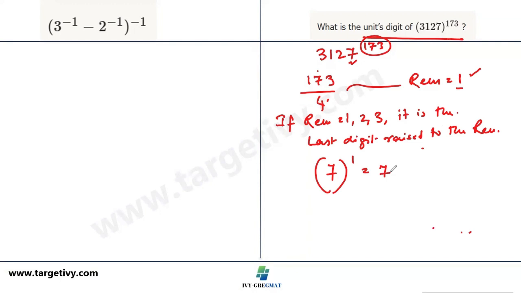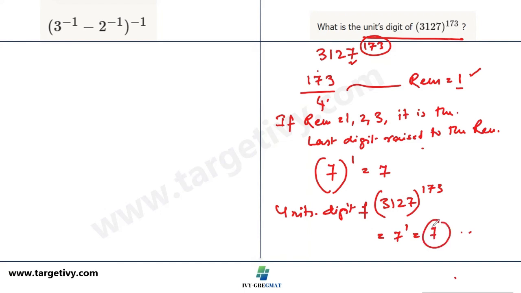So the units digit of 3127 to the power 173 is nothing but 7 raised to power 1, 7. So this number will look something like this, a big number, the last digit being 7.